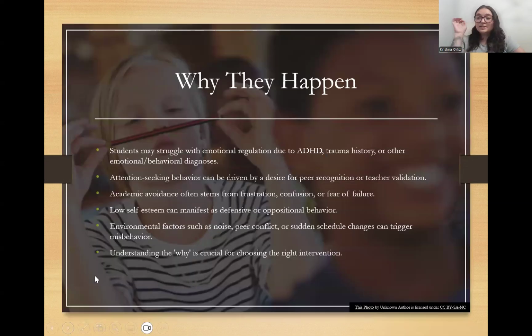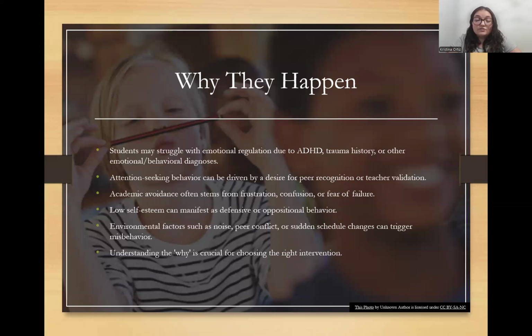Why they happen. So why do these surface misbehaviors happen? Students may struggle with emotional regulation due to ADHD, trauma history, or other emotional slash behavior diagnosis. When these kids come to the classroom, we sometimes don't know this. We don't know everything until we build relationships with these students and really start to learn. Attention-seeking behavior can be driven by a desire for peer recognition or teacher validation. Academic avoidance often stems from frustration, confusion, or fear of failure. Low self-esteem can manifest as defensive or oppositional behavior. Environmental factors such as noise, peer conflict, or sudden schedule change can trigger misbehavior.